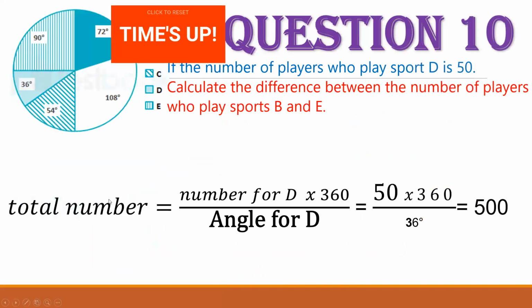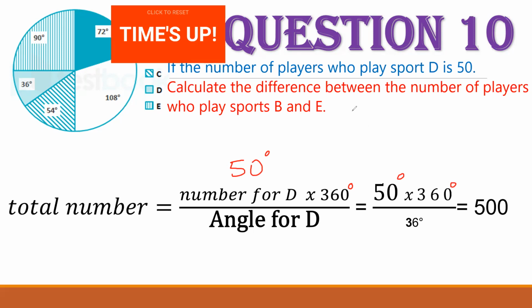Okay, total number. Now I know the number for D. Just swap that to 360 and D, a new formula. Total number equals number for D times 360, over the angle for D. Why am I saying number for D? Because that one is given. It is 50, and times by 360 over the angle for D.